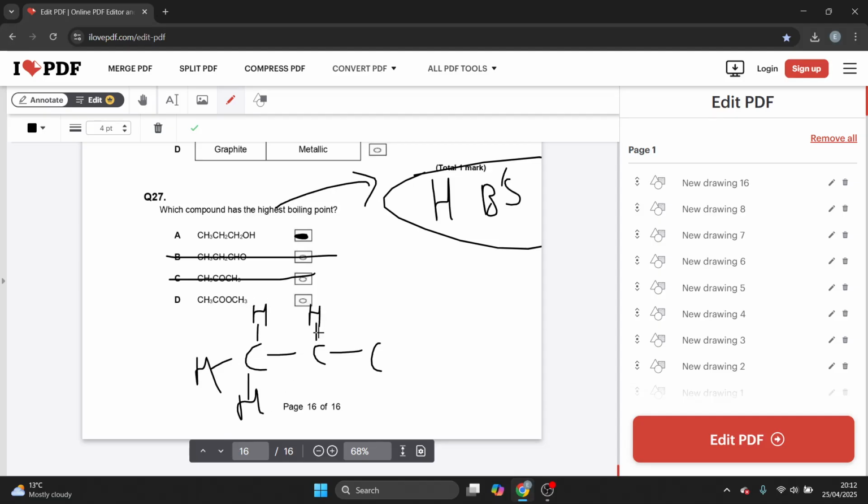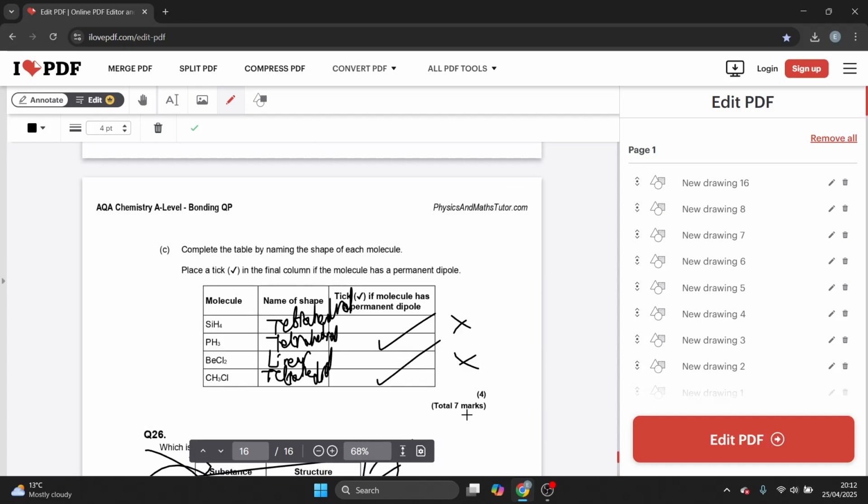CH3, CH2, CH2. If you actually draw it out fully, it's actually the oxygen, then the hydrogen. In order to have hydrogen bonding, the electron deficient hydrogen atom has to be bonded to an NOF atom. Is it bonded to an NOF atom? Yes, it's bonded to an oxygen. Therefore, it has hydrogen bonding.